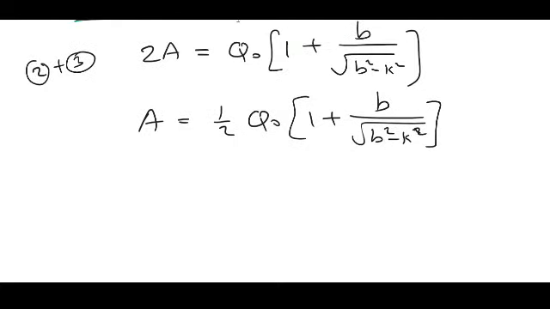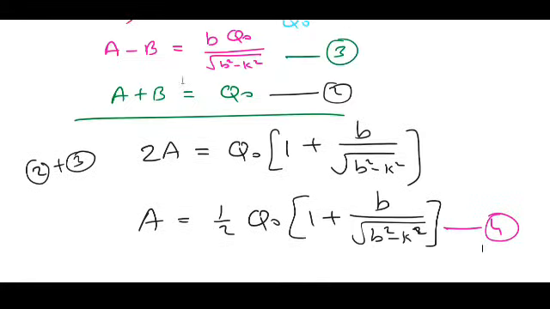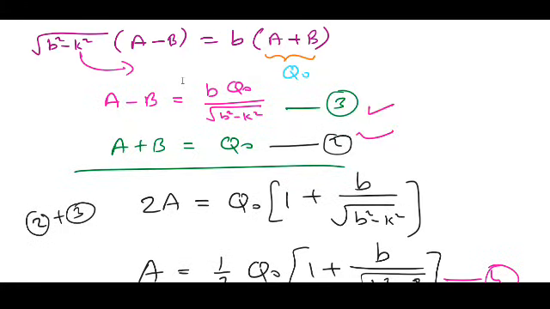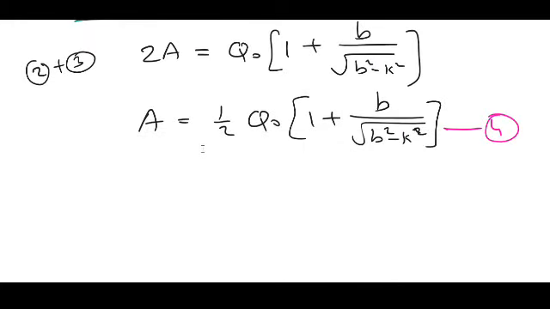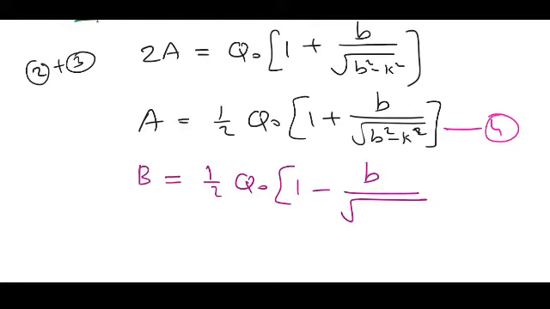Let me put this as equation number 4. If you subtract equation 3 and 2, finally you can find out the value of b. But without doing that, by looking at this expression for a, you can write b is equal to half q0 into 1 minus b by root of b square minus k square. This is equation number 5.